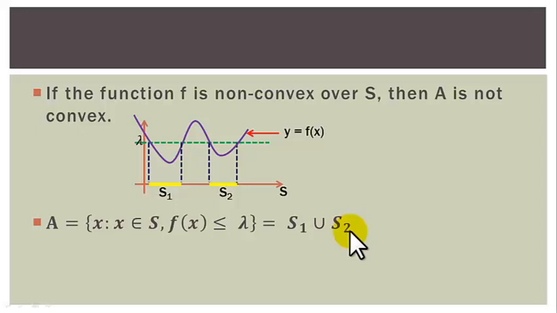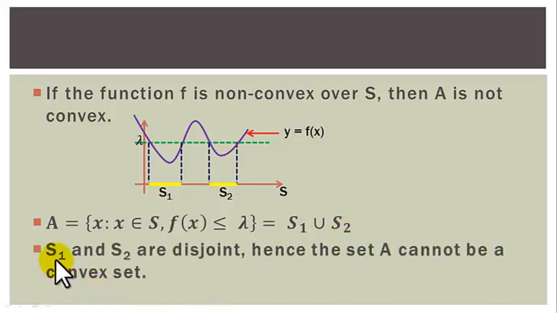And clearly, since S1 and S2, you can see S1 and S2 here, they are disjoint sets. This set A can never be a convex set, because if you pick a point here and pick another point here, the line segment joining the 2 points would not lie completely in A, since part of it will belong to this portion which is not in A. Hence, the set A is a non-convex set.